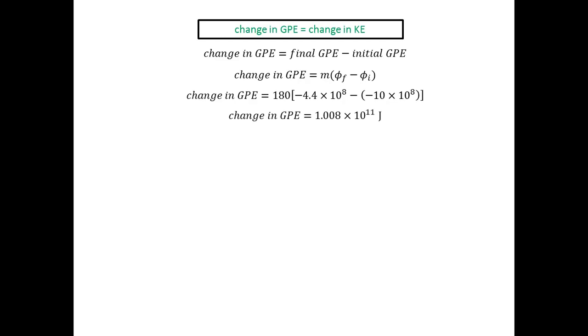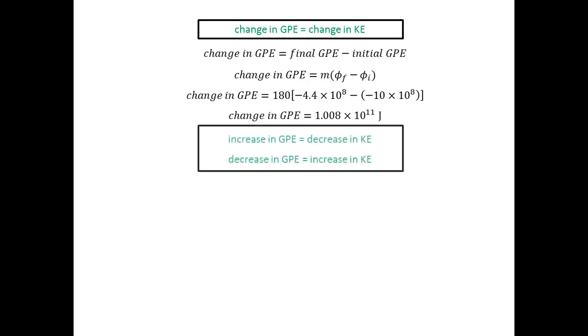The change in GPE this time is a positive 1.008 times 10 raised to 11 joules. So again, as expected, since it's moving away from star A while experiencing an attractive force towards A, therefore its GPE should increase. But let's remind ourselves that when there's an increase in GPE, there should be a decrease in KE of the rock. So the change in kinetic energy of the rock will be a negative value, negative 1.008 times 10 raised to 11 joules.